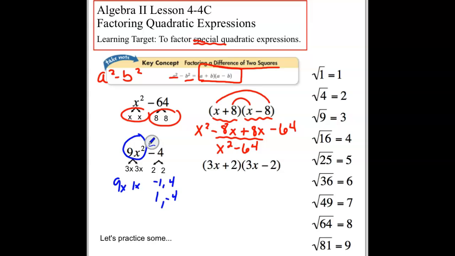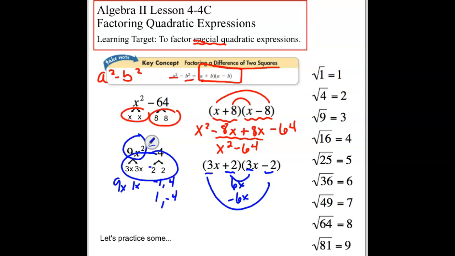other options that get us a negative 4. But if we notice that it is a perfect square minus another perfect square, and there's no middle term, then we should try the ones that match. So 3x and 3x gets us our 9x squared. A positive 2 and a negative 2 will get us the negative 4. And if we check insides and outsides, we end up with opposites. So they're going to add up to 0.